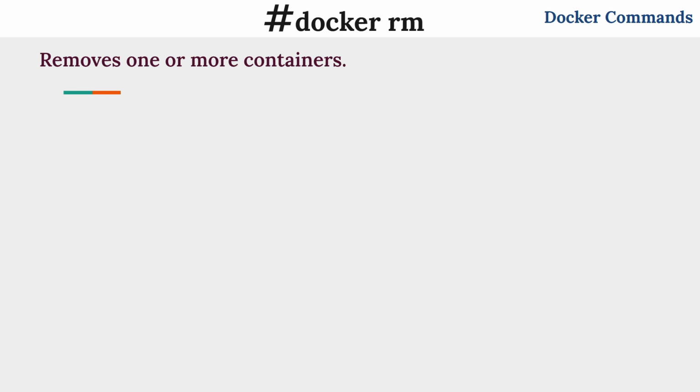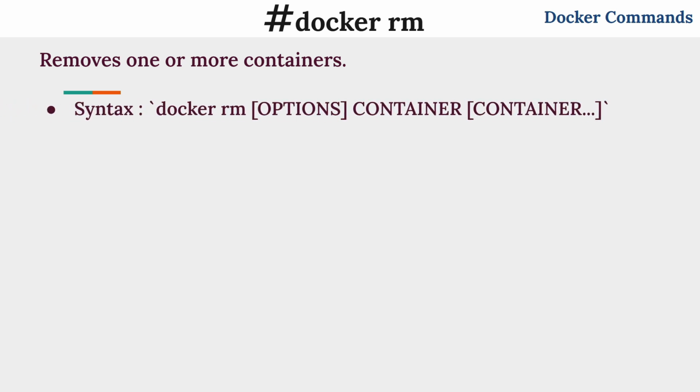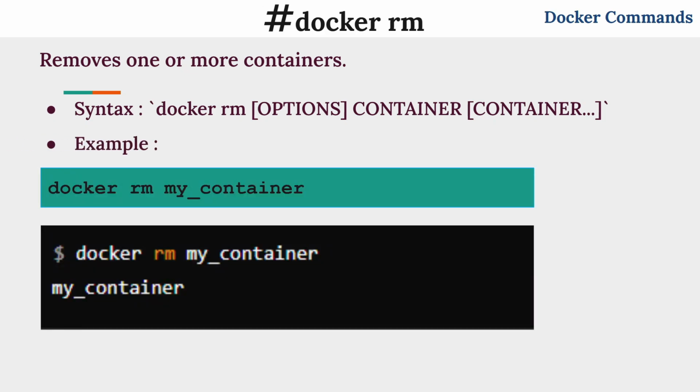Let's see the syntax. docker rm [options] container. Options: additional options to customize the removal process. Container: the name or ID of the containers to remove. The docker rm command is essential for managing your Docker environment by cleaning up unused containers. Understanding its options and usage helps in maintaining a tidy and efficient Docker setup. By using options like -f for forceful removal or -v for removing volumes, you can tailor the command to your specific needs. Let's see the next command.